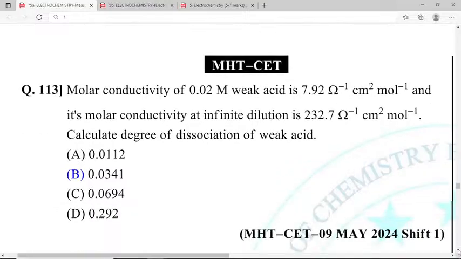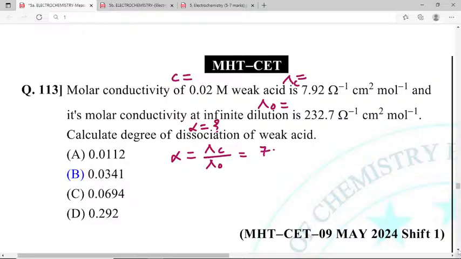The molar conductivity of concentration given, molar conductivity given, molar conductivity at infinite dilution also given. So this is lambda C, this is lambda naught. Degree of dissociation alpha we have to calculate it. So alpha is equal to lambda C divided by lambda naught. So substitute the value, lambda C how much? 7.92, this whole divided by 232.7.